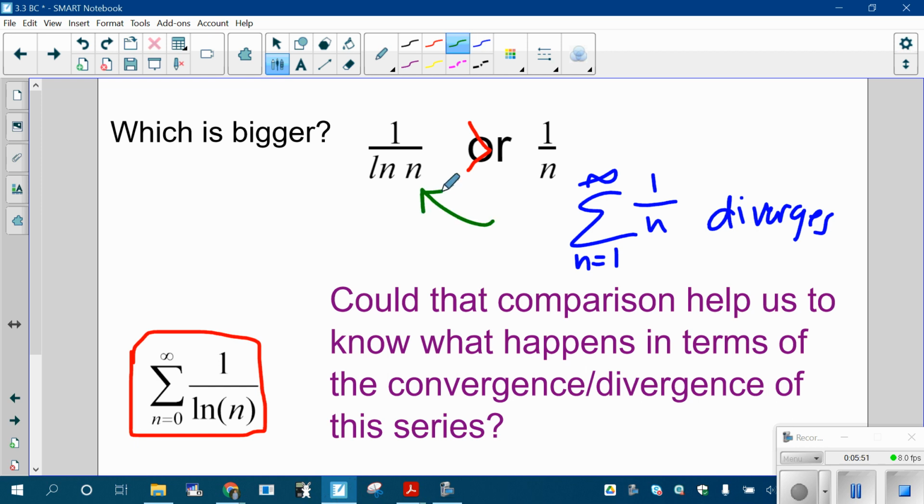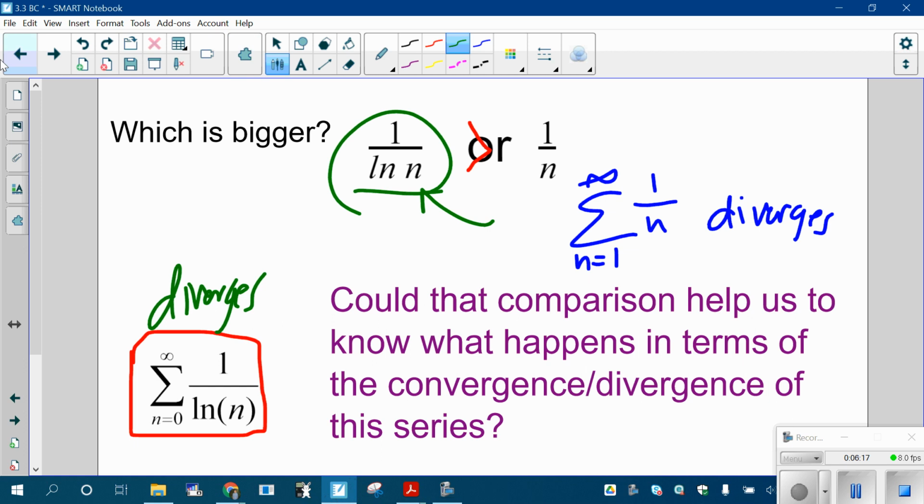Just stop and think for a second. Turn your brain on. This is bigger than something that diverges. Oh, wait. If something's bigger than something that diverges, then obviously this diverges. I hope that makes sense. We're going to formalize that idea, but that is the idea of this direct comparison test.